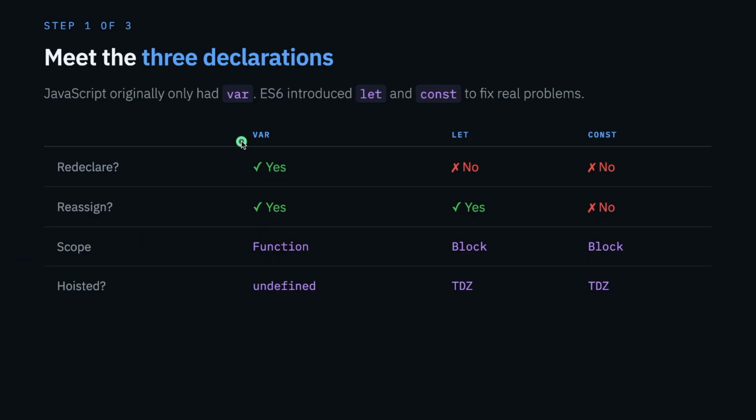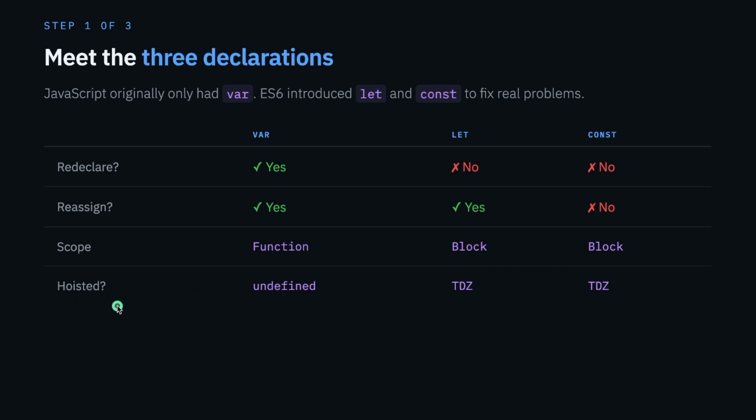variables which are declared using the var keyword are function scoped. We will understand what is function scoped and block scoped later in this video, but for now you need to remember that a variable declared using the var keyword is function scoped, and let and const both are block scoped.